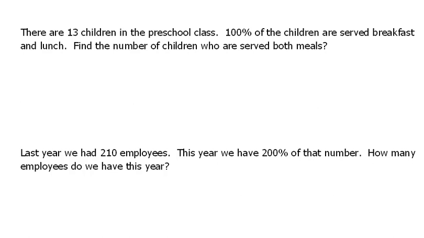Okay, here we're going to take our reference percents and use them to figure out these application type problems. This first one says there are 13 children in the preschool class. 100% of the children are served breakfast, all of them, and lunch. Find the number of children who are served both meals. Well, again, because we talked about 100% as being all of them, and because there are 13 children in this preschool class, if 100% or all of them eat breakfast and lunch, then that would be 13 children.